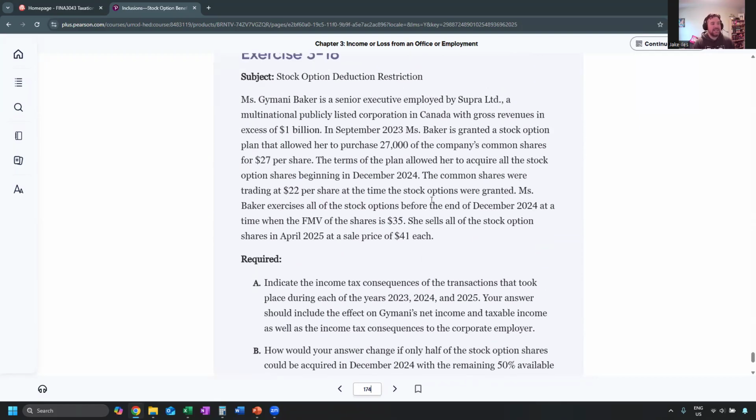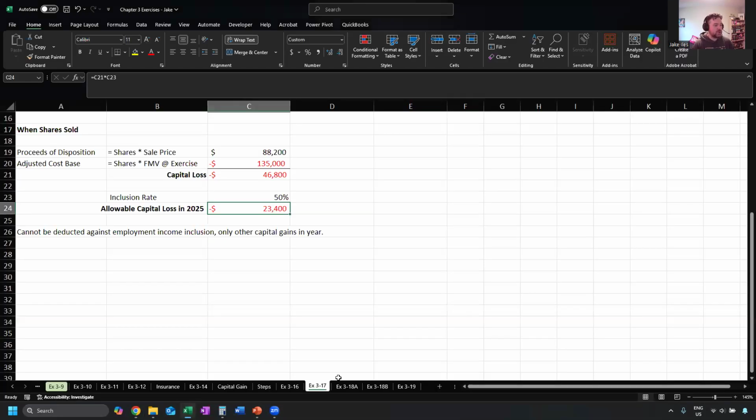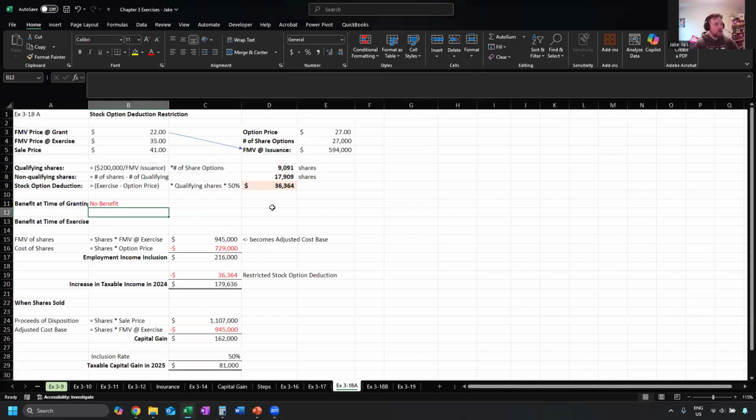So what's the difference? Because we have this $200,000 annual limit, what happens when all of the shares are available in one year? What happens if we split it over two years? So there's two exercise solutions here. What we have to do is figure out the qualifying shares to benefit from the deduction.